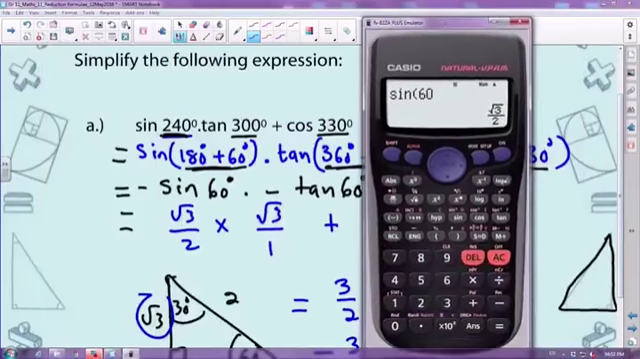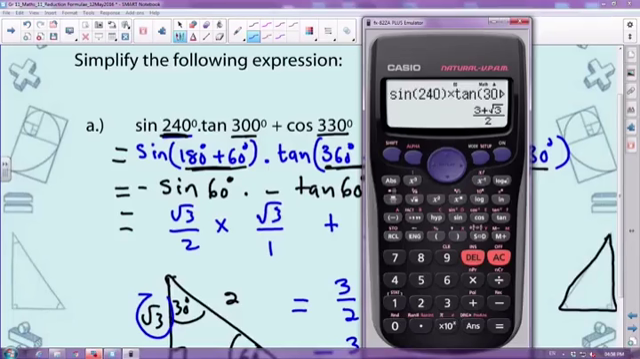All right. Now, there's your calculator. You type it in as it is. Sine of 240 times tan of 300 plus cos of 330.